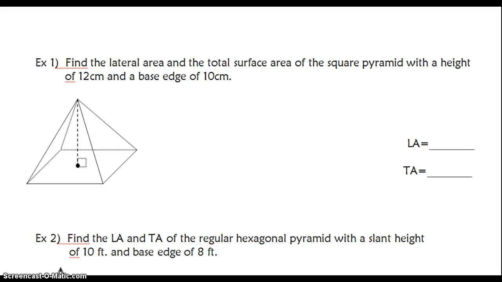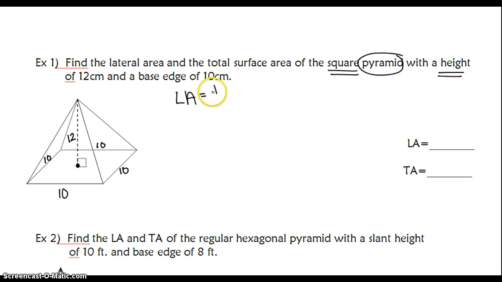Find the lateral area and the total surface area of the square pyramid. So I'd go through there, circle and underline important words, with a height of 12 and a base edge of 10. Okay, let's label things. A height of 12, that's not the slant height, that's the actual height that's drawn in there, so 12. And it says the base edge is 10. I underlined the word square earlier because the base is a square, which means every single side is 10, which is going to be important for lateral area.